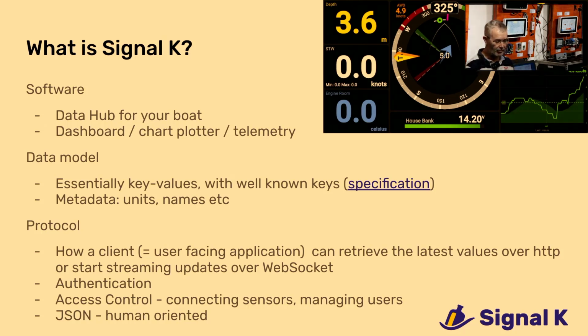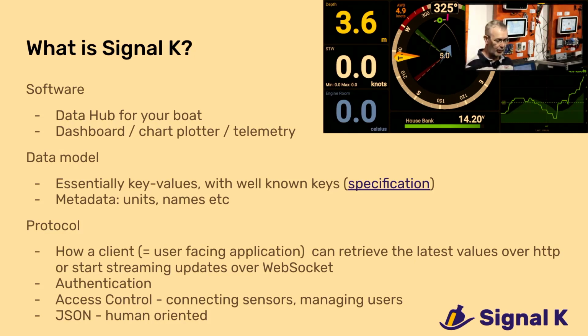But there's also the data model part, which is basically just keys and values. What do you call this value? That's the key, and then you have the values coming in. For example, your depth sounder saying now it's 3.6 meters, now it's 3.7 meters, and that's called environment depth below keel, for example.